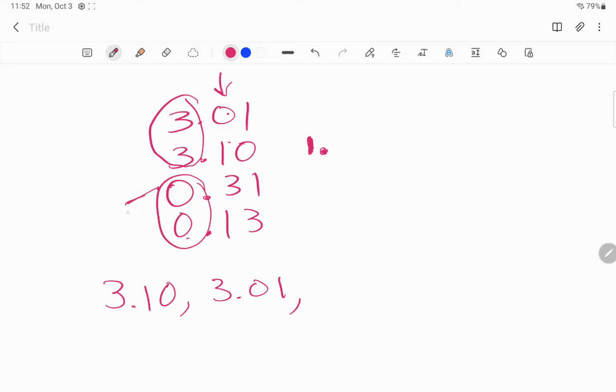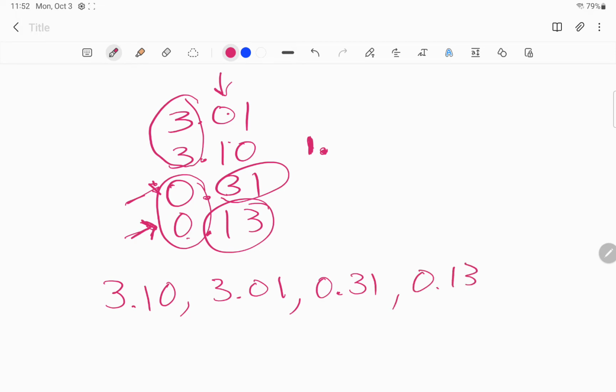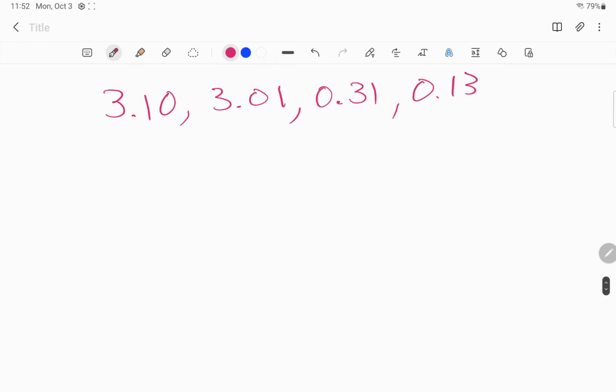All right, now let's look at our zeros. We have zeros with parts. What's bigger, 31 or 13? 31's bigger, so we're going to put 0 and 31 hundredths, 0 and 13 hundredths. So that would be the correct answer for that problem.